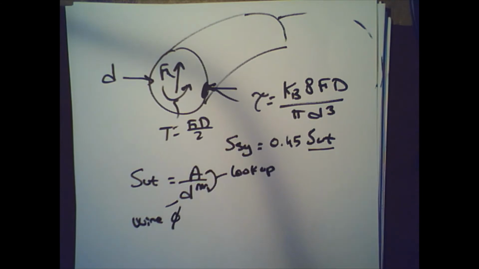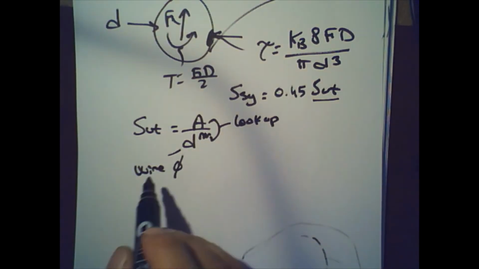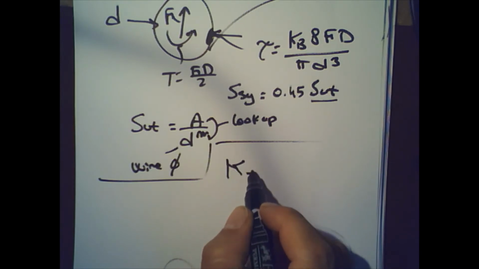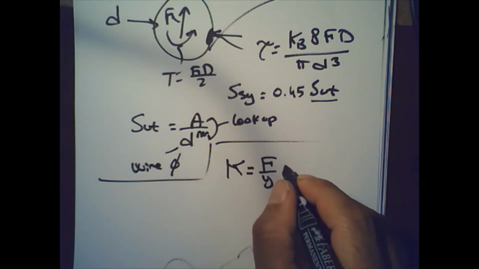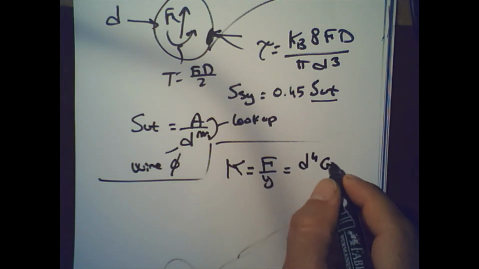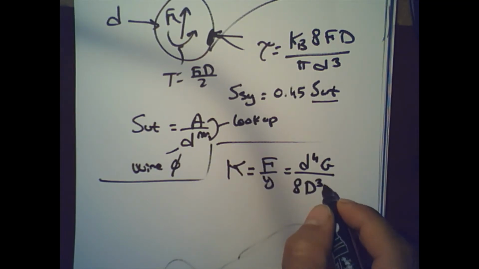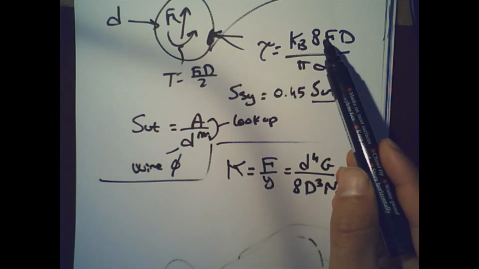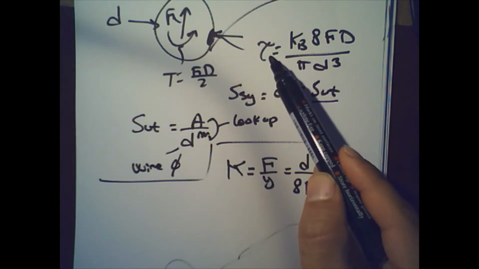All right, and finally, what we also introduced is the stiffness of the spring, and then we said the stiffness of the spring, K, was equal to how much? F over deflection, and that was equal to d^4 G, divided by 8 D cubed times Na. All right, so we have the shear value based on a given force, given geometry, and we can calculate that.